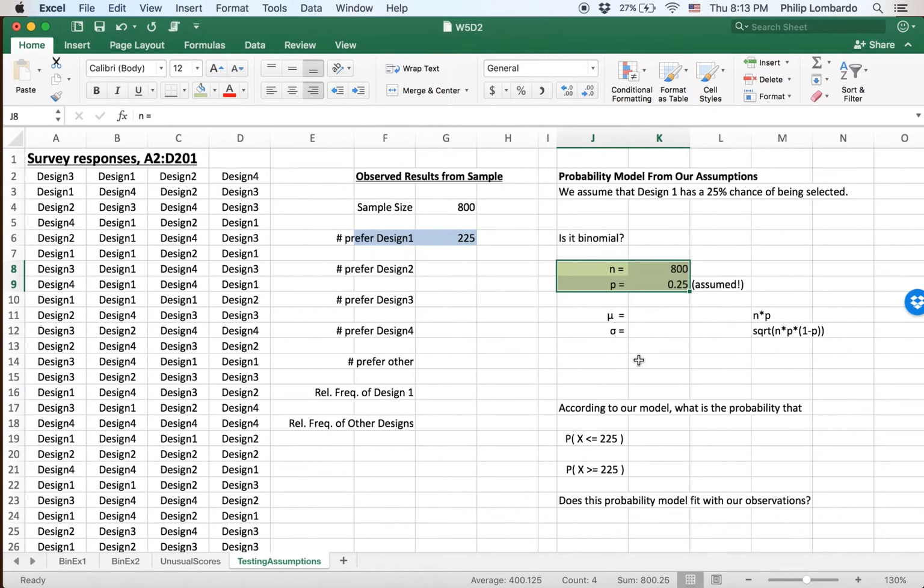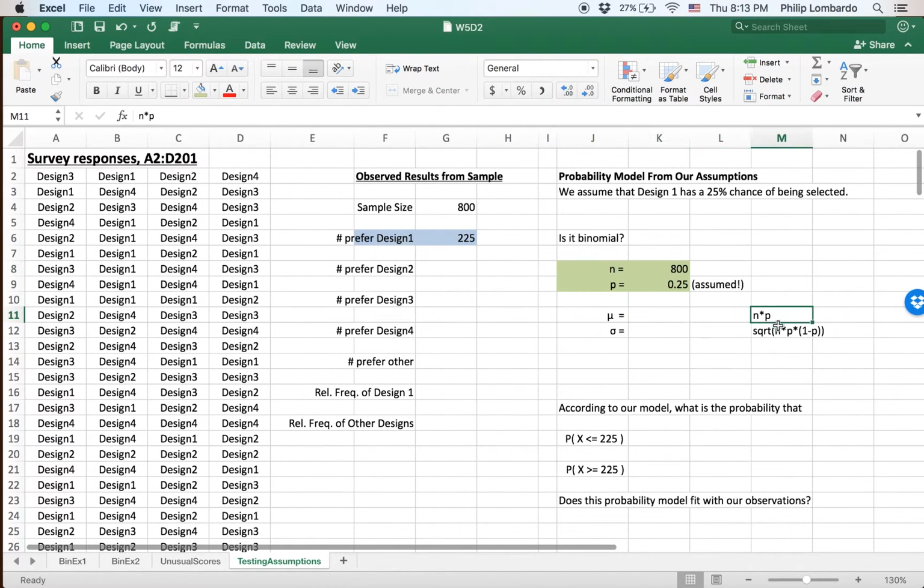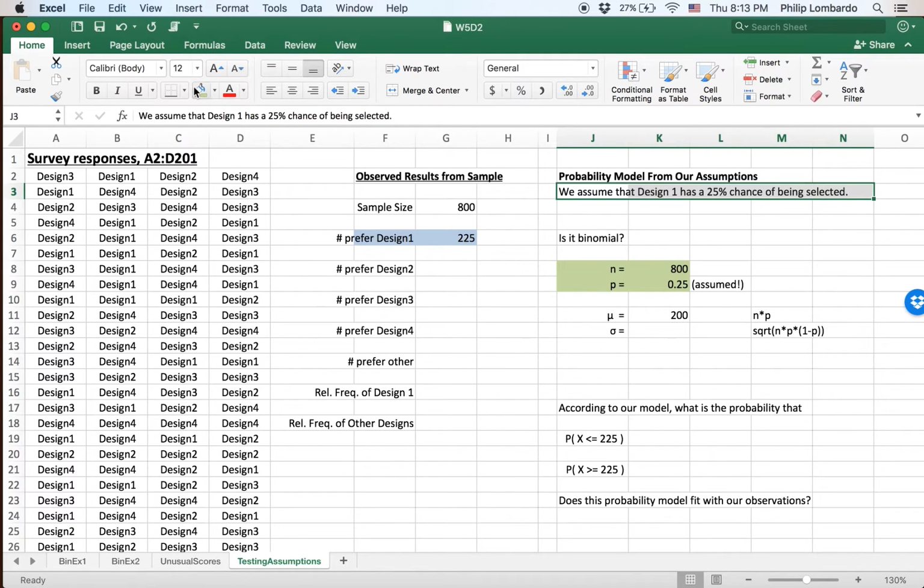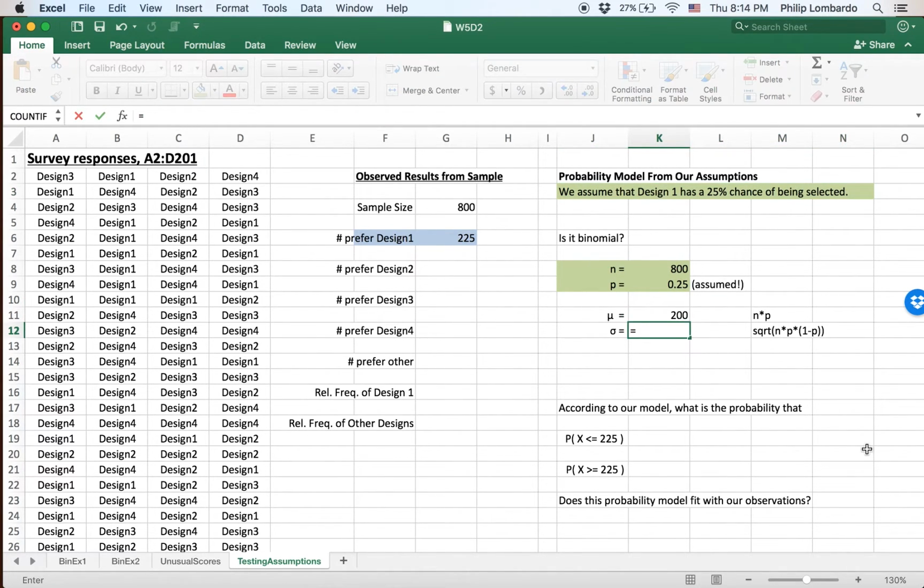All right. Now we have formulas for this, and I put the formulas on the side here. N times P ends up being your mean, so your N is 800 times 0.25. This should give us our expected count of how many would prefer design 1, assuming, again, our colleague's claim that all the designs are the same, so only 25% of the population would like design 1 the best. Our standard deviation, we compute using the square root of n times p times 1 minus p.